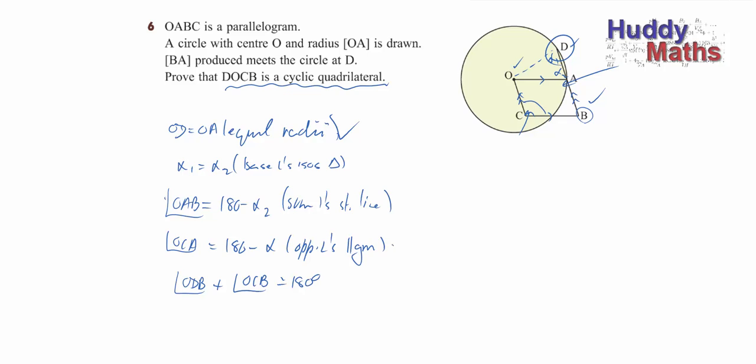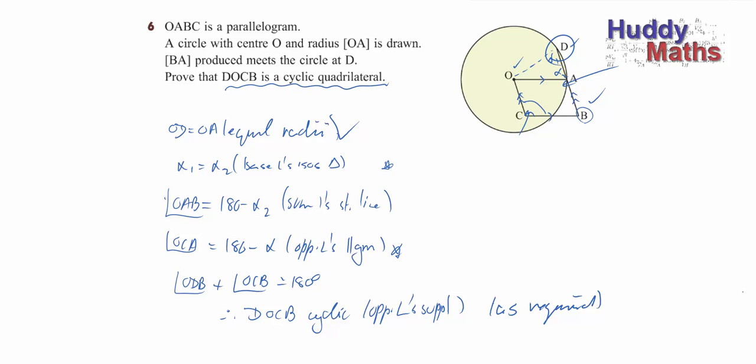Because one's 180 take alpha and the other one's an alpha. Okay, therefore DOCB is cyclic, opposite angles supplementary. Okay, as required. So you had to work around that a little bit, and I think it was best to start with the equal radii. Could have started with a parallelogram, but it was harder to see probably what to do with that.